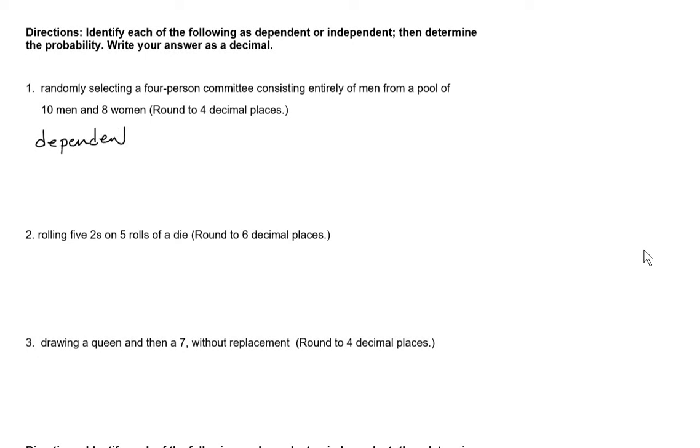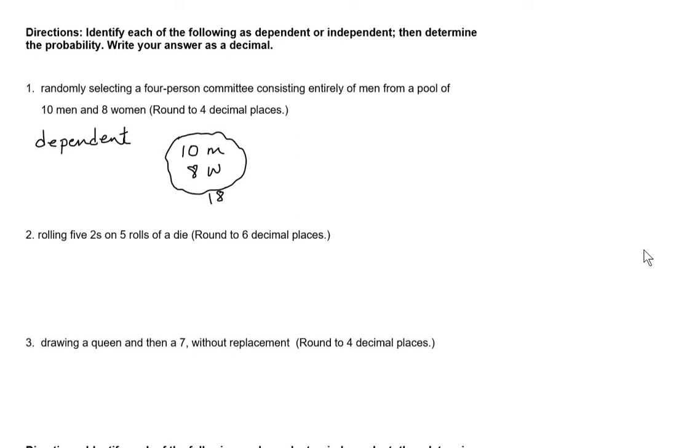So what happens on that first draw is going to affect the second draw. Now I'm going to draw this here. It's kind of like a bag, like we would have a bag of marbles, but in here I've got 10 men and 8 women that I'm going to be choosing from. So I have 18 people altogether that I'm choosing from.